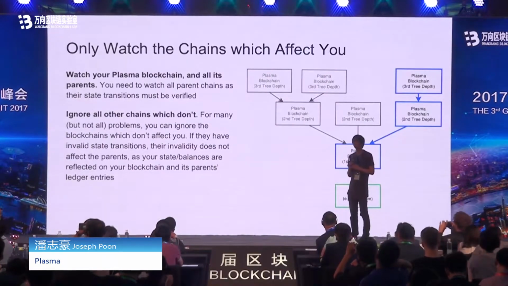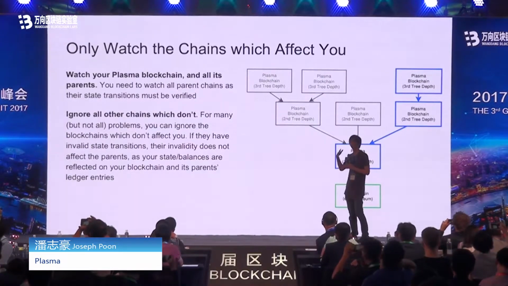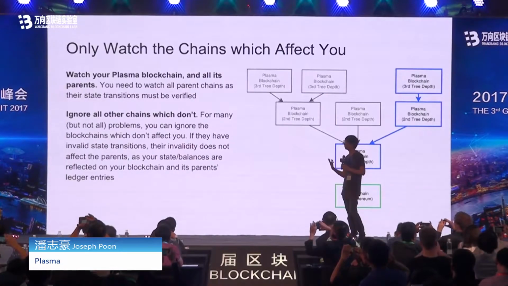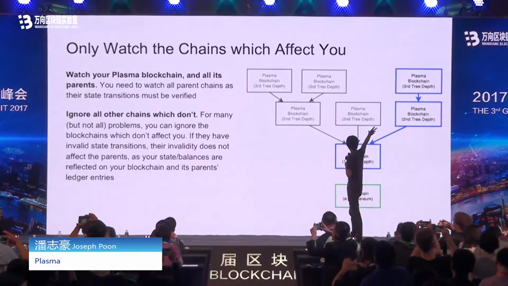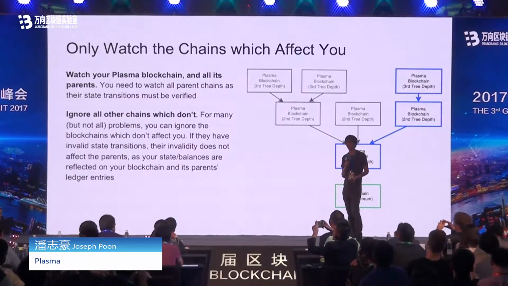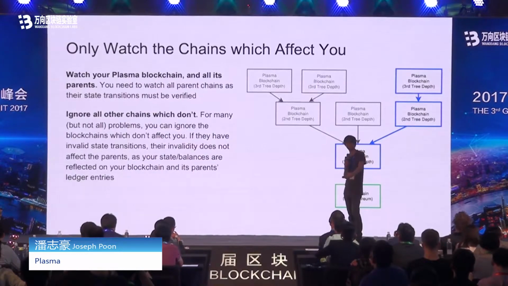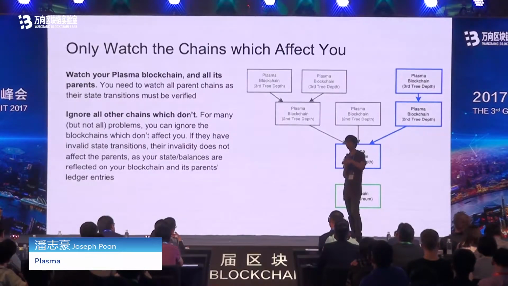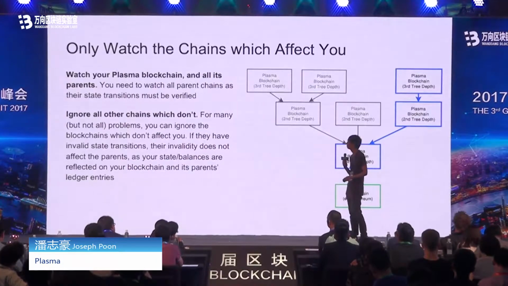And this allows you to only watch the blockchain that matters to you, similar to what we were talking about earlier. So if you have funds in the third tree depth, you only need to watch what's in your parents. So that creates great efficiency for not only this root system itself, but users within these child chains. They don't need to observe all of the child chains. They only need to watch what matters to themselves.